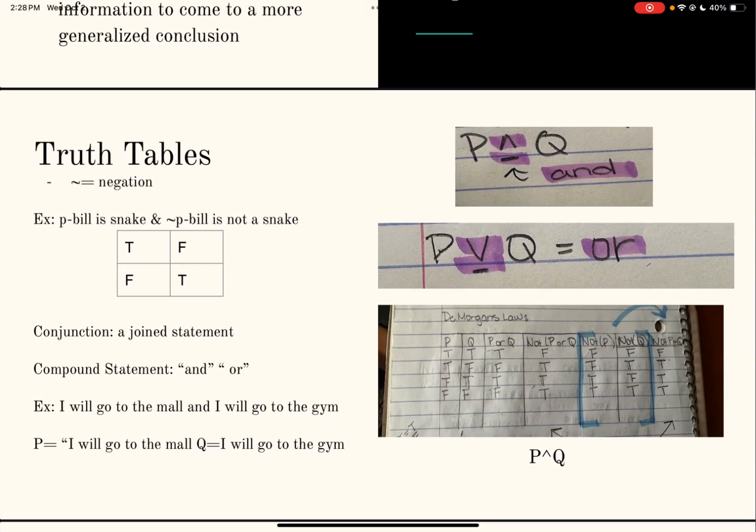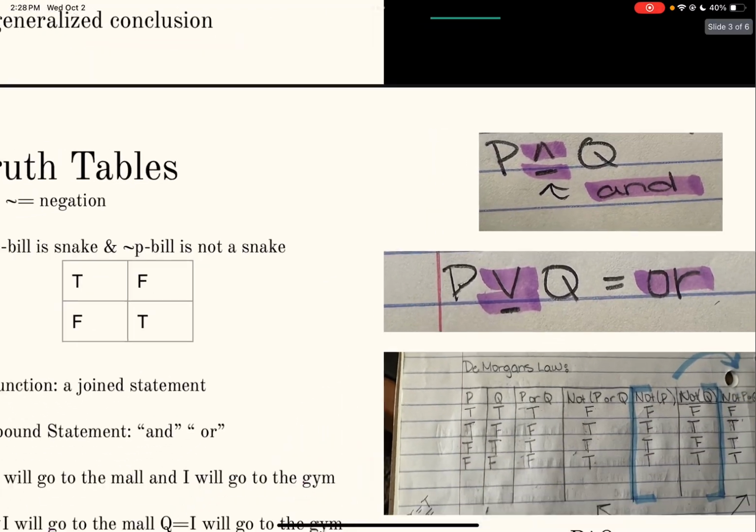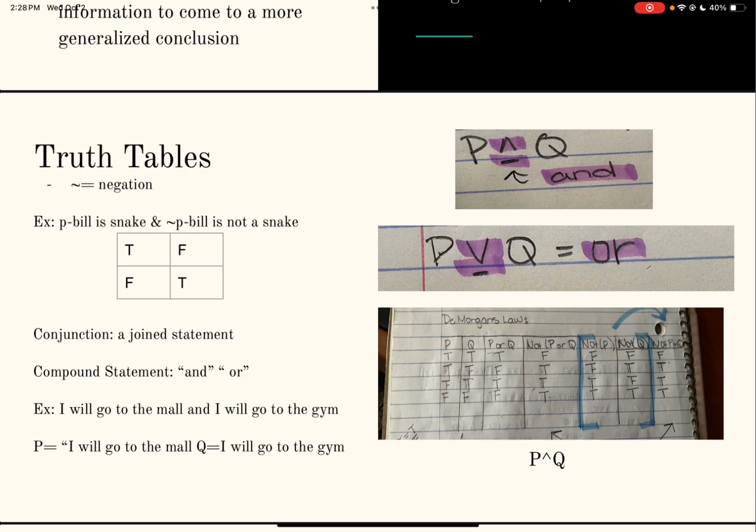So the example I have with P and Q is I will go to the mall and I will go to the gym. Notice the and from the compound statement, so it would be this one. Our P would be I will go to the mall, and our Q will be I will go to the gym.